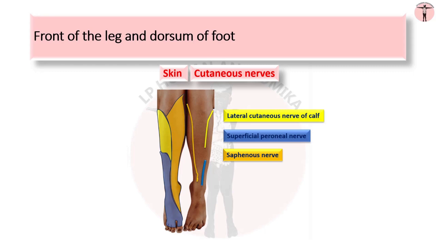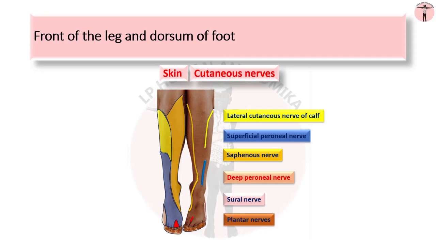Dorsum of the foot is supplied on the medial side of the foot up to the ball of the greater toe by the saphenous nerve. First cleft between great toe and second toe by deep peroneal nerve. On the lateral side of the foot and little toe by the sural nerve. The dorsum on distal phalanges of the toes by plantar nerves. Rest of the dorsum of foot, including medial side of great toe, from the ball is supplied by medial and intermediate cutaneous branches of superficial peroneal nerve.